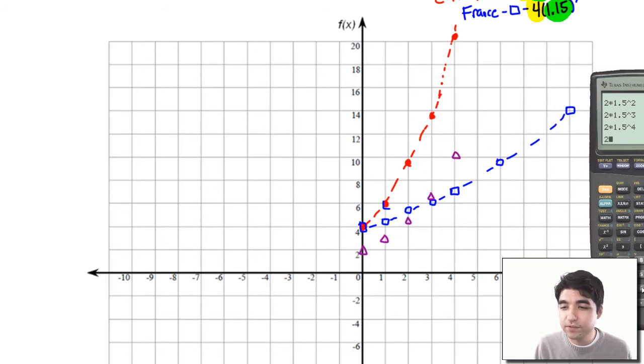And then 2 times 1.5 to the fifth power equals 15. And one more, probably 2 times 1.5 to the sixth power equals 22. It's about up here somewhere. So this is what Australia looks like.